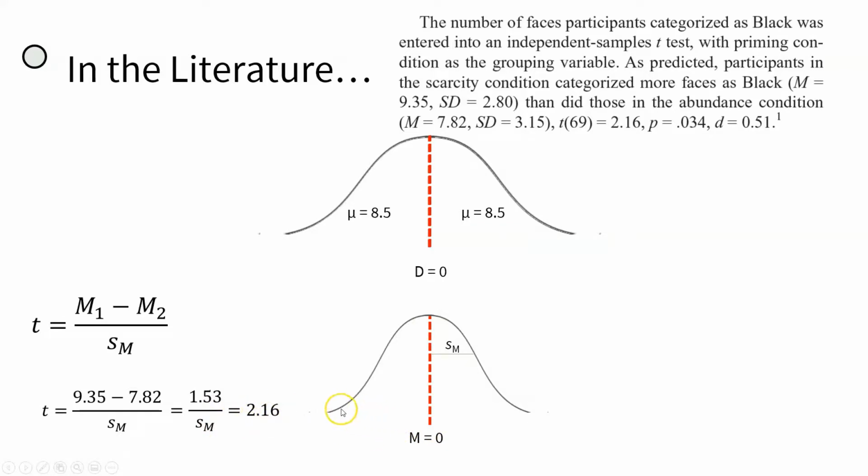We can plot that in our sampling distribution here. It lands somewhere far out here. Remember, you should have learned in your introductory statistics class about z-scores. Z-scores are very similar to t-scores. A z of 2.16 or a t of 2.16 would fall about 2 standard deviations above the mean. And then we have to draw a conclusion about this t, the fact that it's a 2.16.